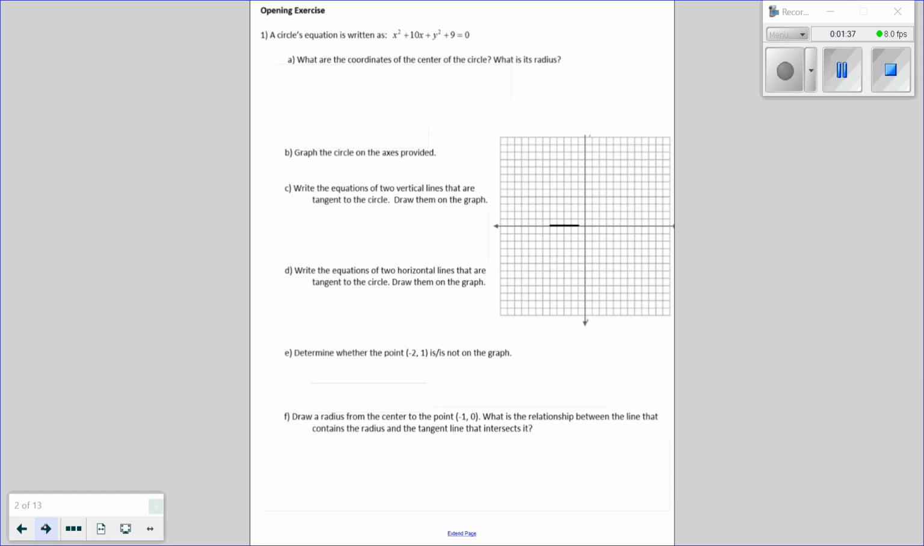All right, so let's just review what we did in our previous lesson. A circle's equation is written as x squared plus 10x plus y squared plus 9 equals 0. What I would like you to do, please, is find the coordinates of the center of the circle and then find the radius of the circle. You'll have to use the process of completing the square in order to do this. So please pause the video, find the center and the radius, and then graph it, and then come back.